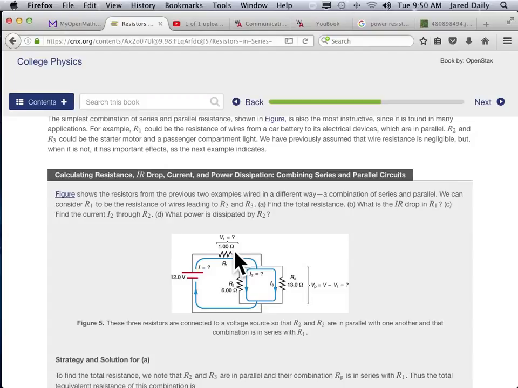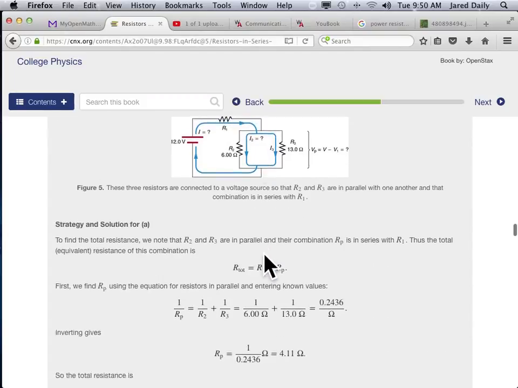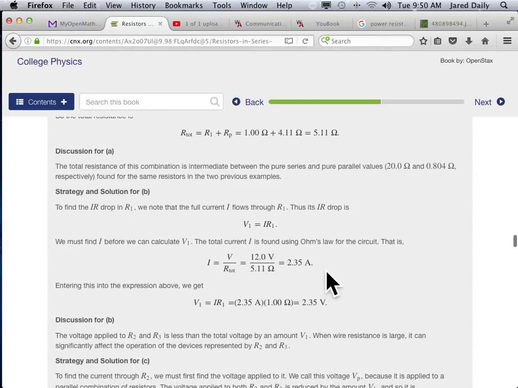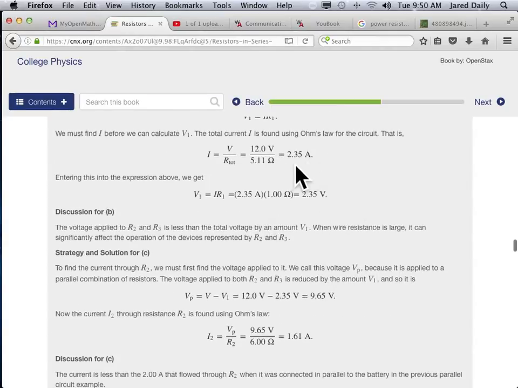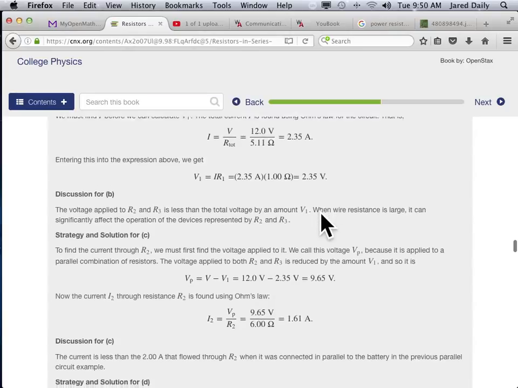The stuff dissipating is usually measured in watts because that's essentially energy per time. But in any case, to calculate how much voltage drop there is from one side of the resistor to the other, we use Ohm's law again. Current times resistance. We use the current of 2.35 amps times the resistance of this circuit. And we find out that we get 2.35 volts of voltage drop across that first resistor.